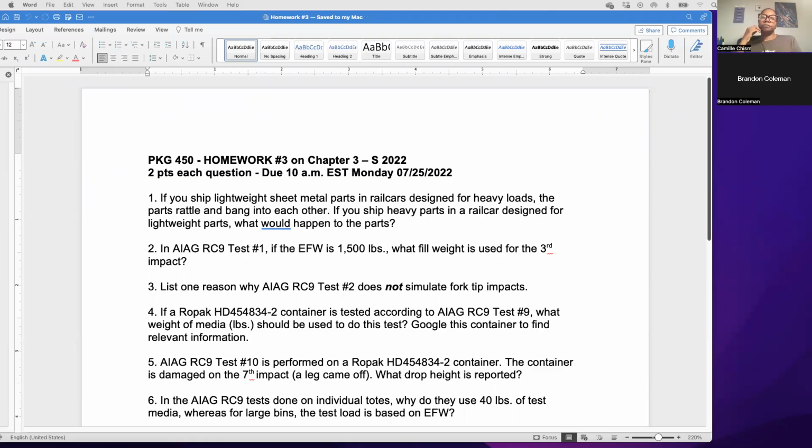Okay, so for number 1, if you're shipping lightweight sheet metal parts in rail cars that are designed for heavy loads, you'll notice that the parts are going to rattle and bang and hit each other. Okay, if you're shipping heavy parts in a rail car that is designed for light parts, what do you think will happen to the parts? So again, this rail car is designed for lightweight parts.